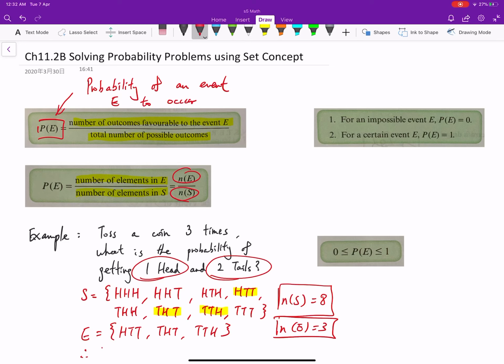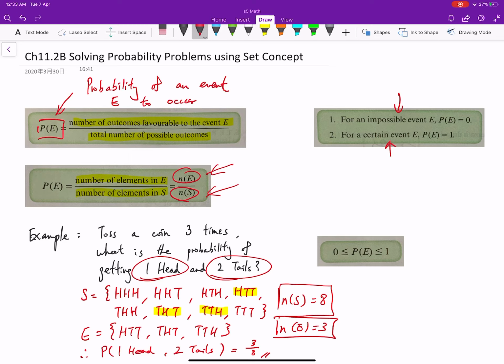So the probability of getting 1 head, 2 tails will be 3 and 8 here, right? So 3 over 8. Okay, I will give you 2 more examples later. But here I would like to introduce what impossible events and certain events mean.